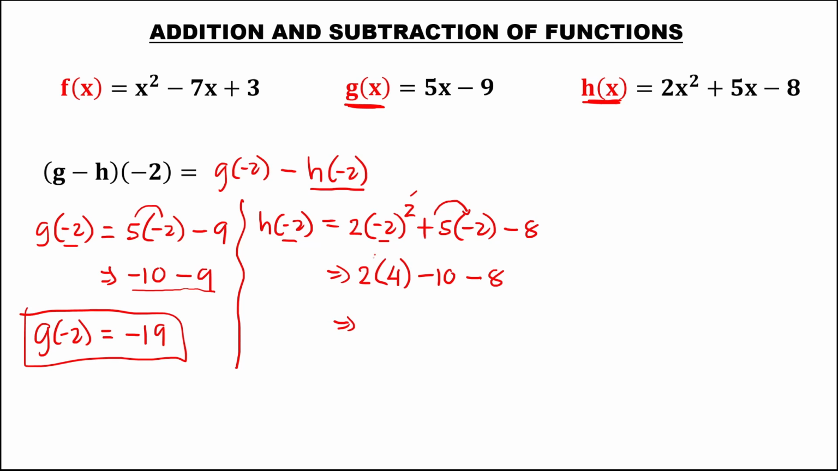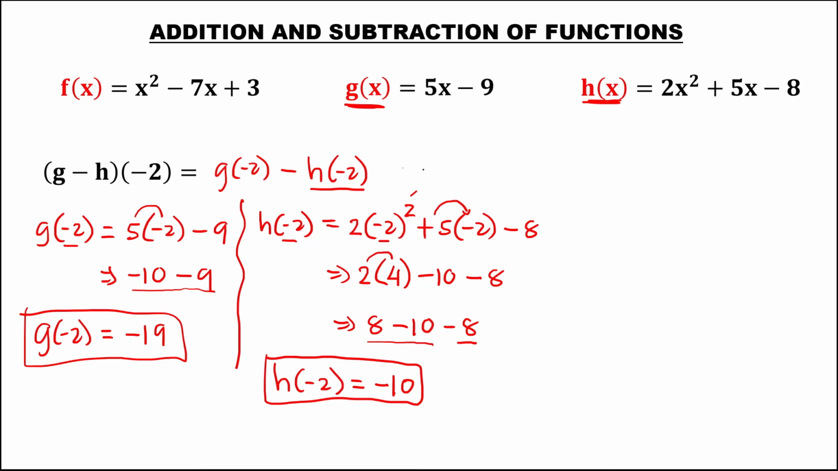Then to simplify, 2 times 4 is 8, minus 10, then minus 8. Then to find out the value for h of negative 2, positive 8 minus 10 is negative 2, and negative 2 minus 8, the same negative, so you add, so this is equal to negative 10.